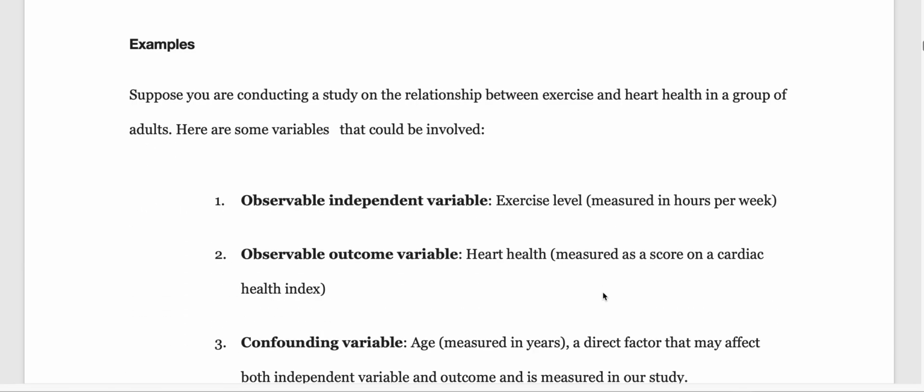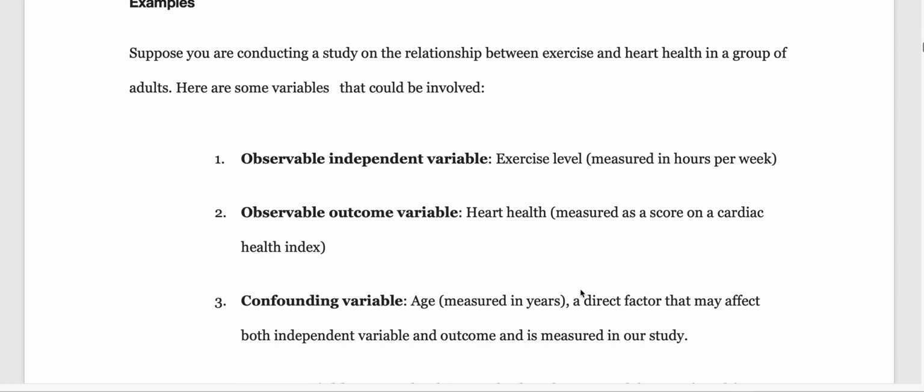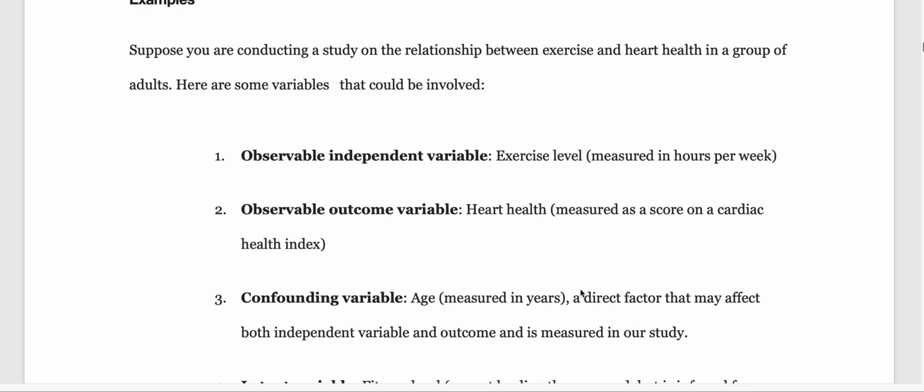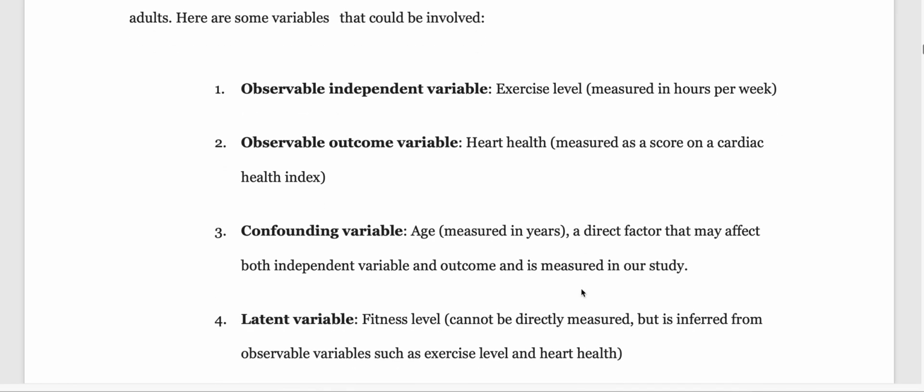Let's talk about some examples. Suppose you are conducting a study on the relationship between exercise and heart health in a group of adults. Here are some variables that could be involved. Observable independent variable: exercise level, measured in hours per week. Observable outcome variable: heart health, measured as a score on a cardiac health index.